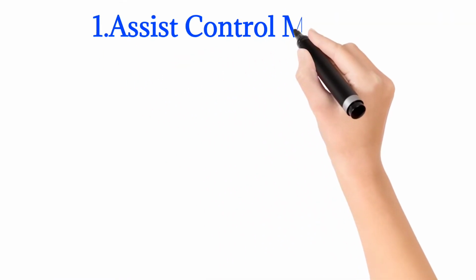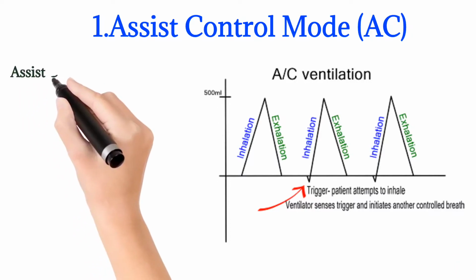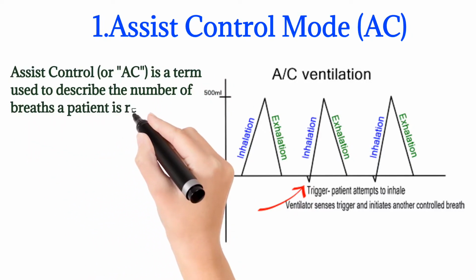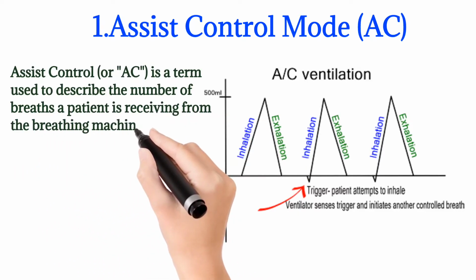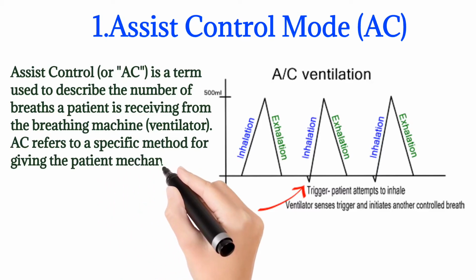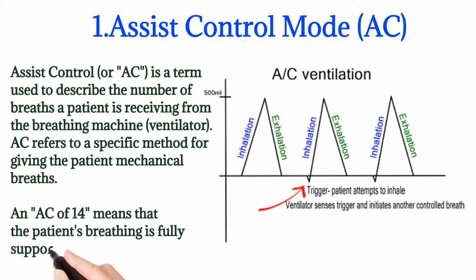Assist control mode. Assist control, or AC, is a term used to describe the number of breaths a patient is receiving from the breathing machine, the ventilator. AC refers to a specific method for giving the patient mechanical breaths. An AC of 14 means that the patient's breathing is fully supported.